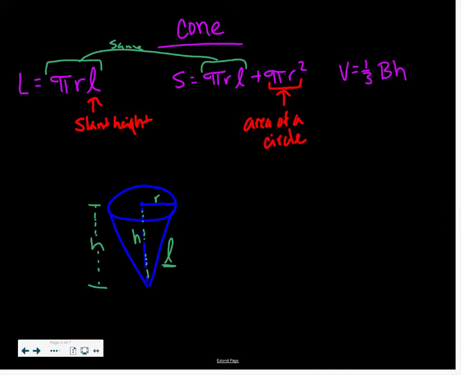Then the surface area, you take that lateral area and you add the area of the base, the area of the circle that's on top here. So pi r squared. Then the volume, same thing as the pyramid. You do 1/3 times the area of the base times the height.